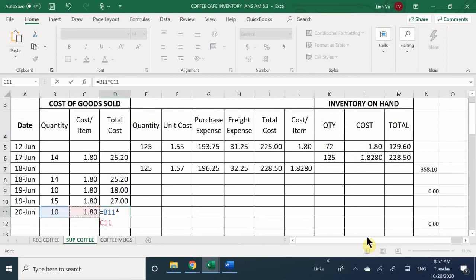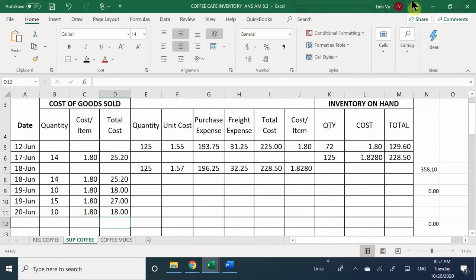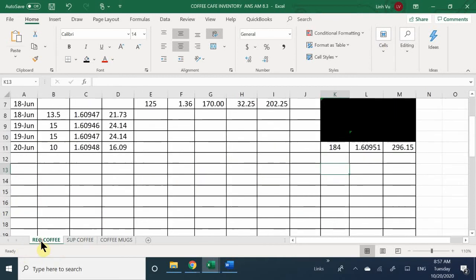What is my total amount that I sold? 18. All right. Let's go ahead and update our inventory. What is 72 minus 10? 62. Okay. Good. So we sold 18 of the Supreme and we sold 16.09 for the regular. Okay.